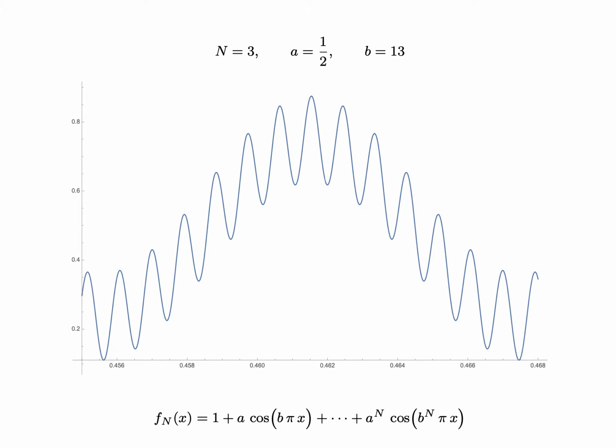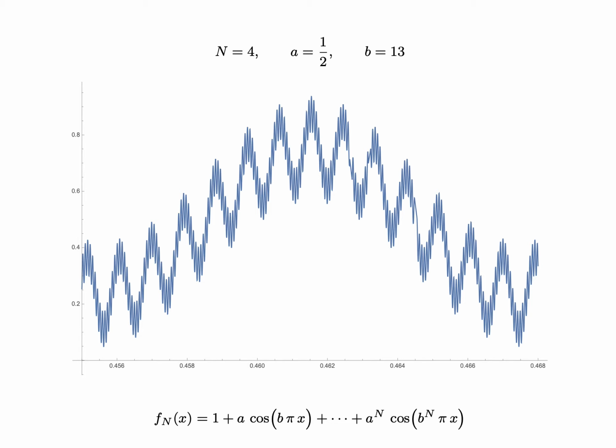Now let's take a look at the case when n is equal to 3. You can see here that we have a continuous function, but it seems to be oscillating quite wildly. This, of course, is because we have a sum, 1 plus a cosine b pi x plus a squared cosine b squared pi x plus a cubed times cosine b cubed pi x. Let's take a look at the next case when n is equal to 4.